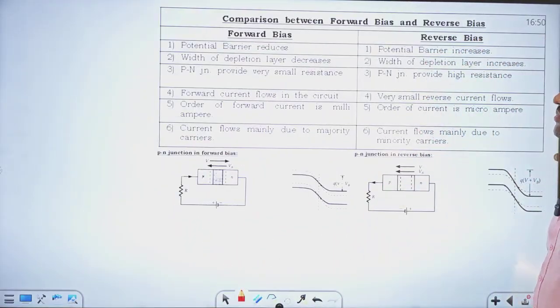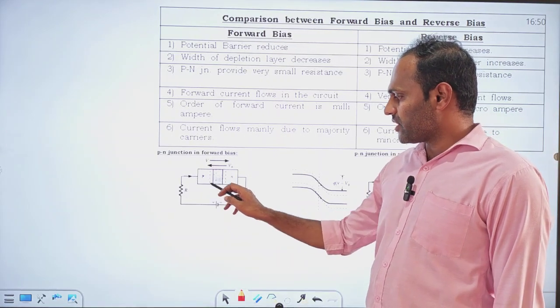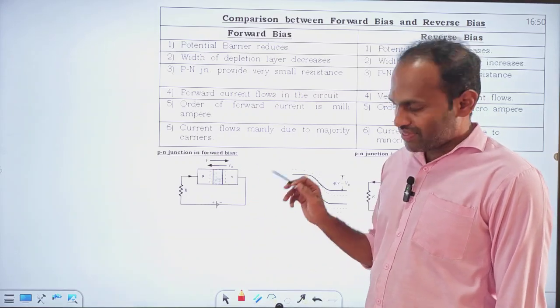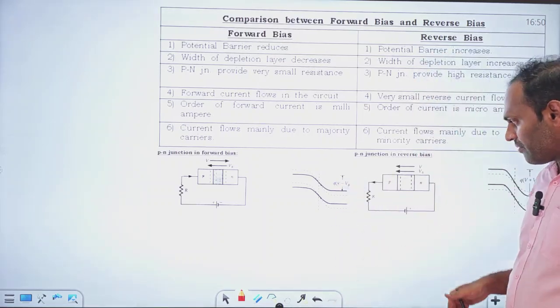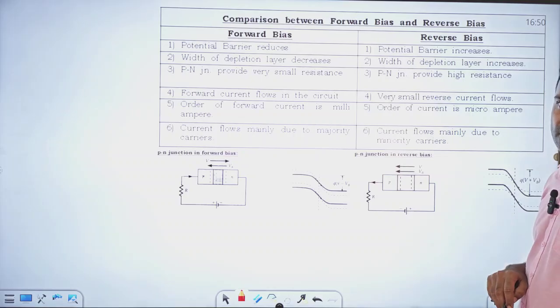Next note, comparison between biasing of the diodes, forward bias and reverse bias. If positive of the battery is connected to P side of the diode, negative is connected to N side of the diode, P for positive, N for negative, then this is said to be in forward bias. If the terminals of the battery are reversed, negative for P and positive for N, then it is reverse biased.